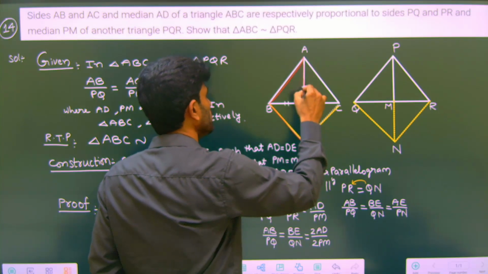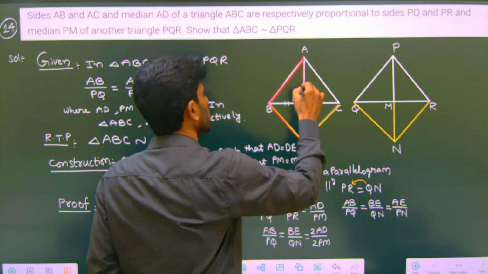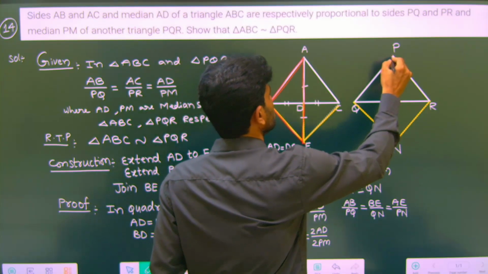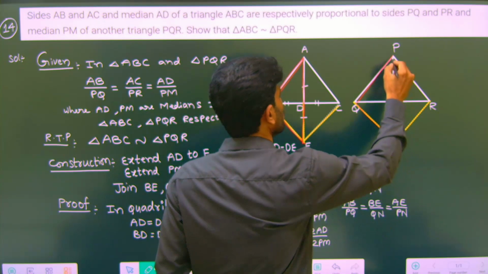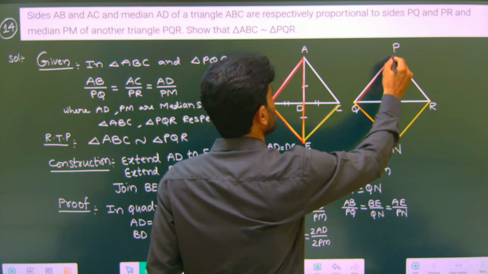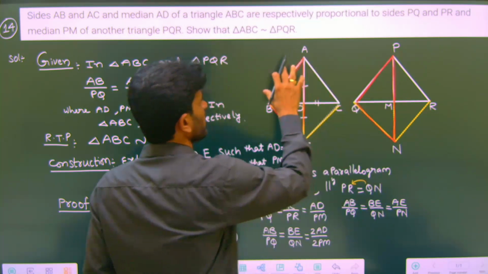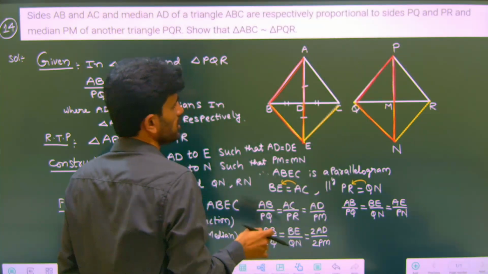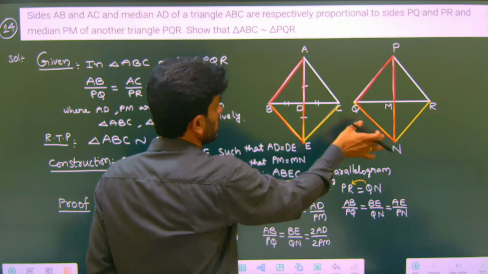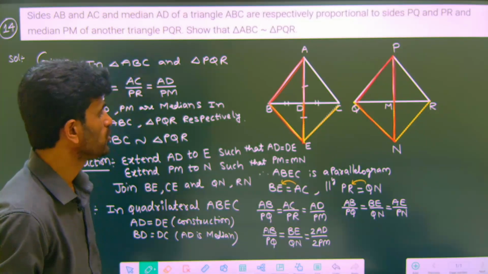Triangle ABE is similar to triangle PQN. You can observe we got three side ratios: AB by PQ is equal to BE by QN is equal to AE by PN. So I got two triangles similar.